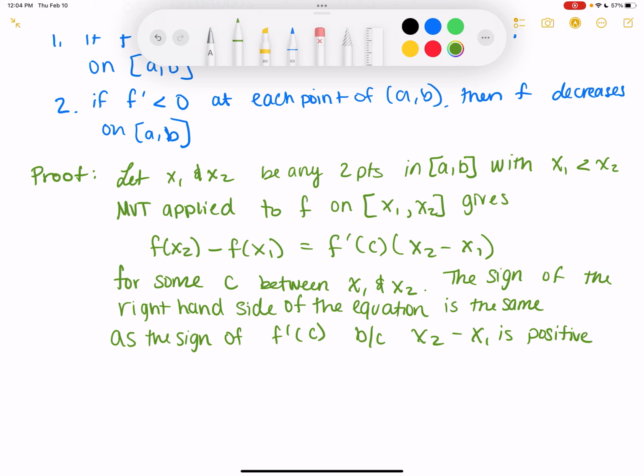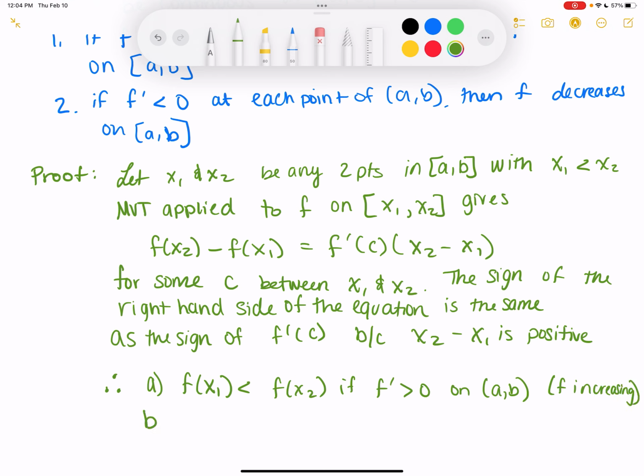Then to make the conclusion for it, therefore, two options. For option A, f of x1 is less than f of x2: if f prime is greater than 0 on a to b, then f is increasing. And option B, f of x1 is greater than f of x2: if f prime is less than 0 on a to b, then f is decreasing.